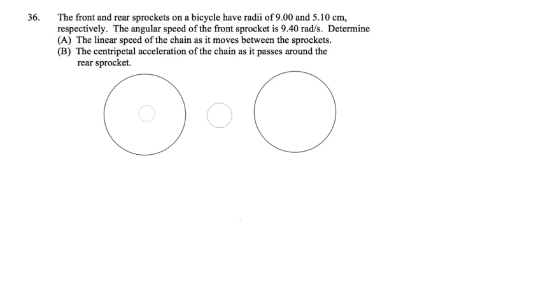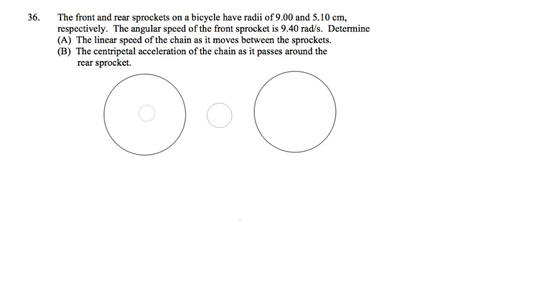Start over. All right, so what I have here is a bicycle. Rather than drawing all the parts of the bicycle, this is the front wheel, this is the rear wheel, this is the front sprocket, and this is the rear sprocket. Now what I mean by a sprocket is that's what the chain goes around.